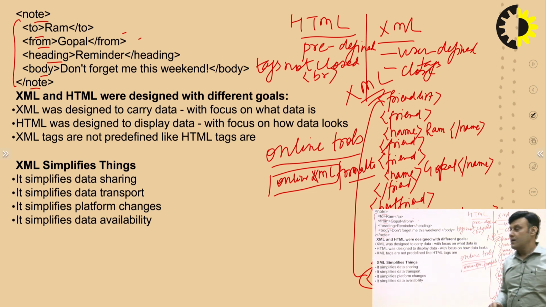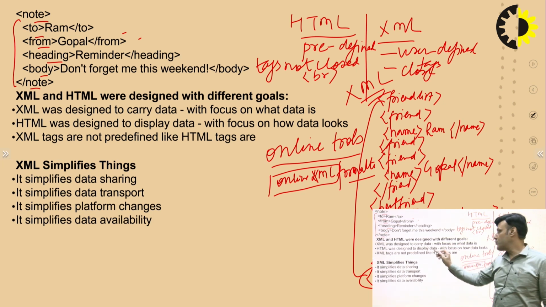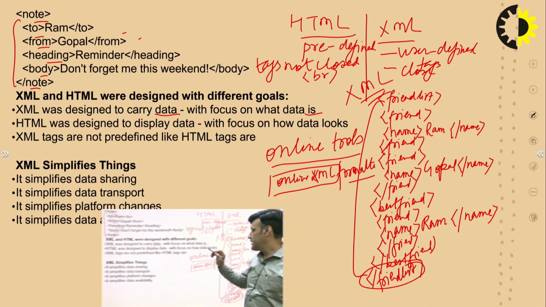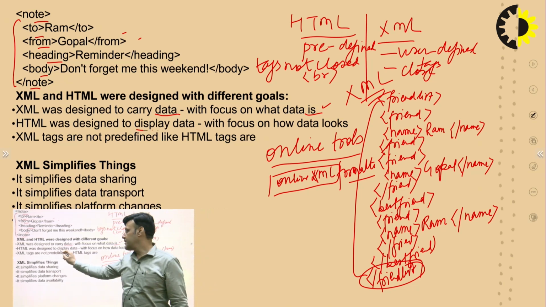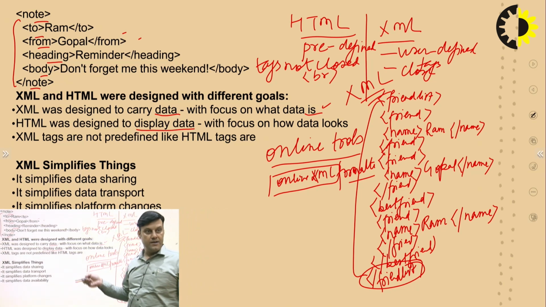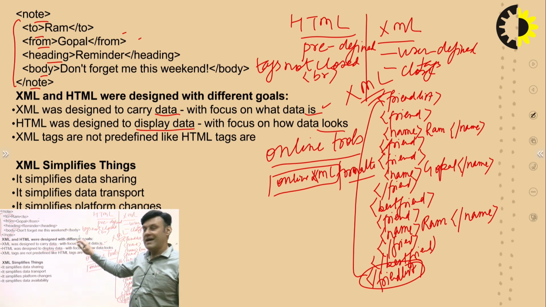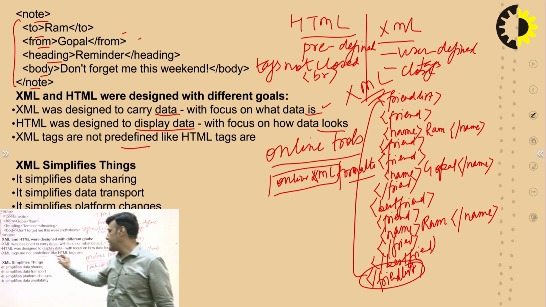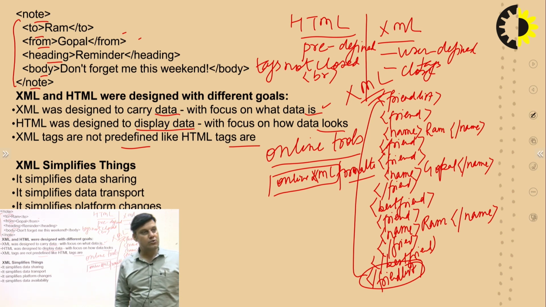XML and HTML were designed with different goals. XML was designed to carry data, as we have already discussed, with focus on what data is. HTML was designed to display data, with focus on how data looks. Means XML is used to store the data and HTML is used to display the data. XML tags are not predefined like HTML tags are. So these points can be used to write the differentiation between HTML and XML.